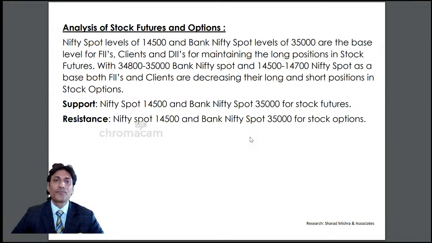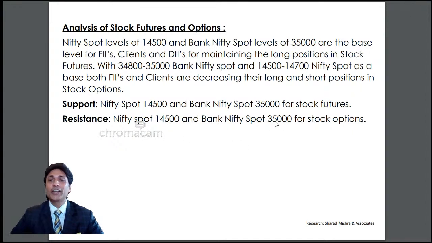What is the analysis? The analysis says that 14,500 Nifty spot and 35,000 Bank Nifty spot is the support zone wherein FIIs are creating longs in stock futures. They are playing in stock futures. They are regularly creating long positions in stock futures with the base of 14,500 Nifty and 35,000 Bank Nifty spot. Where is the resistance for stock options? They are creating short positions in the stock options with the same resistance, 14,500 and 35,000 for Bank Nifty.